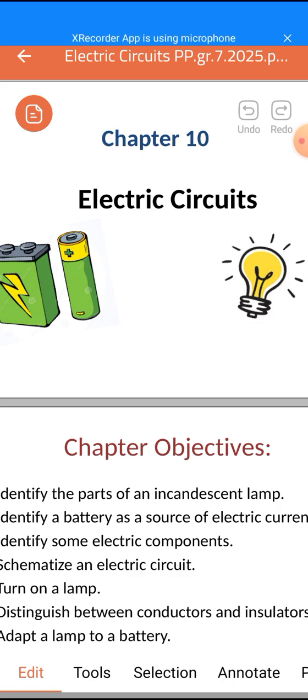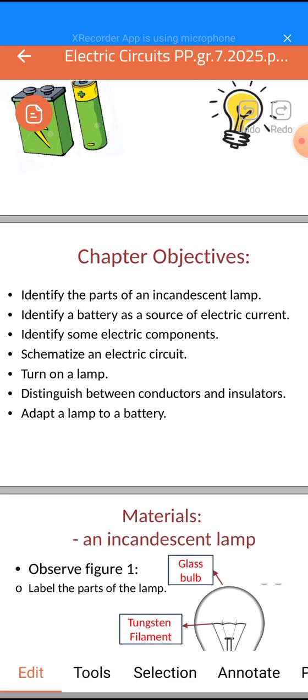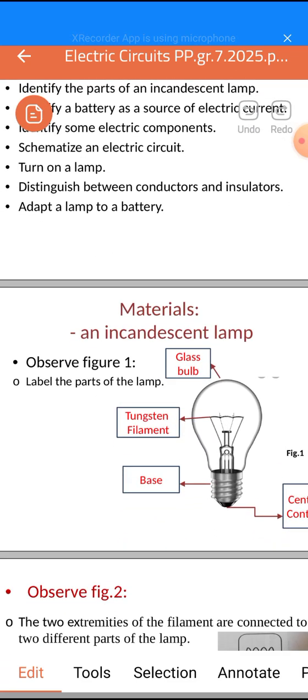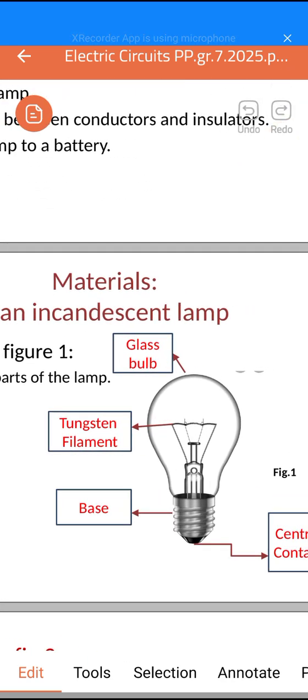I am Mrs. Maysam Al-Masri, your physics teacher, and we're going to start by chapter 10, electric circuits. So we're going to discuss electricity, and here in slide 2 appears the objectives of this chapter. Let's start by the lesson. We're going to discuss first the incandescent lamp.